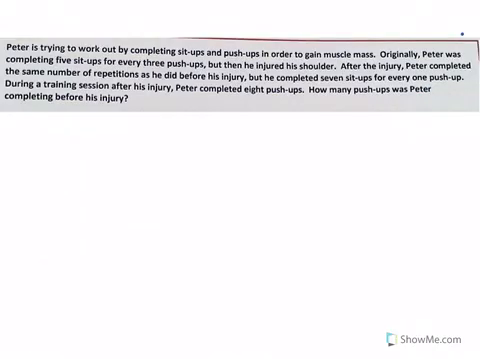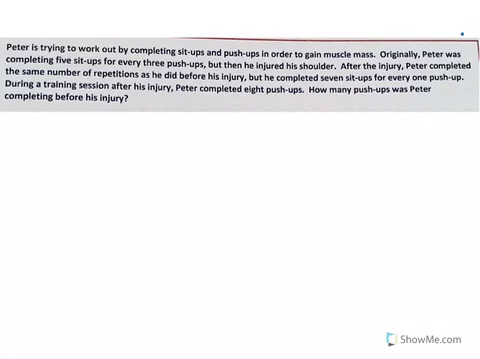Okay, let's take a look at the second question here. Peter is trying to work out by completing sit-ups and push-ups in order to gain muscle mass. Originally, Peter was completing 5 sit-ups for every 3 push-ups, but then he injured his shoulder. After the injury, Peter completed the same number of repetitions as he did before his injury, but he completed 7 sit-ups for every 1 push-up. During a training session after his injury, Peter completed 8 push-ups. How many push-ups was Peter completing before his injury?